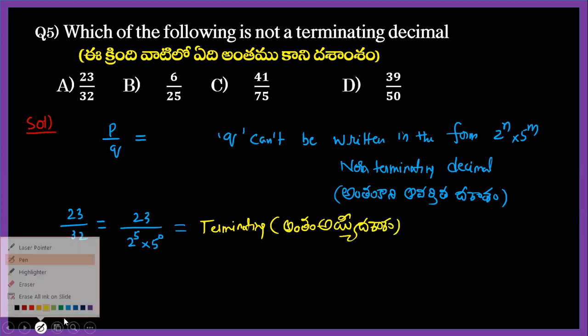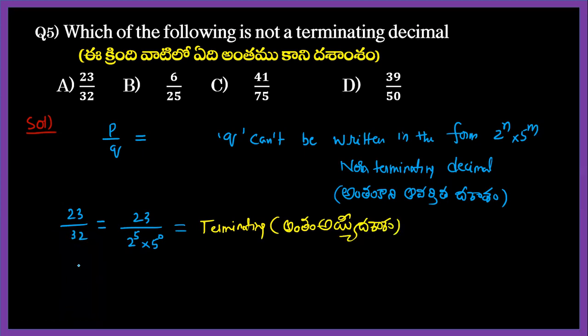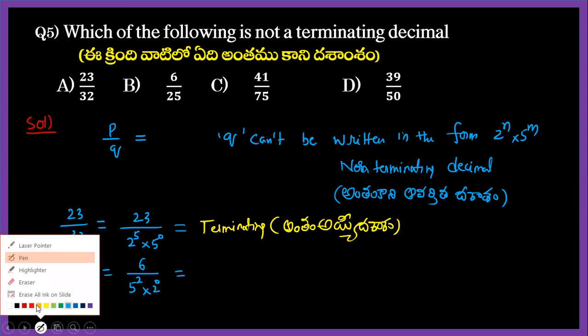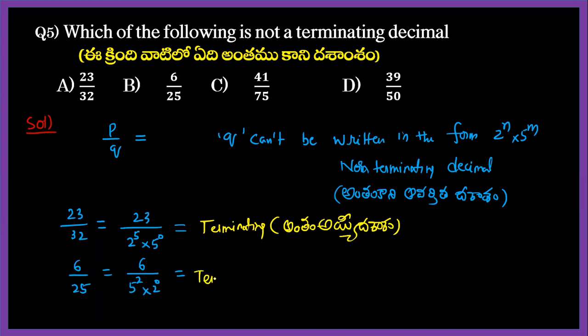Now, let us consider the second one. 6 by 25. Numerator 6 as it is, I am writing 25 as 5 square, and 2 power 0. No problem. Why? Because if only 2 and 5 are there, then only it is fine. Even the denominator is in the format of 2 power n into 5 power m. Therefore, it is also a terminating decimal. Antam aye dasamsam.